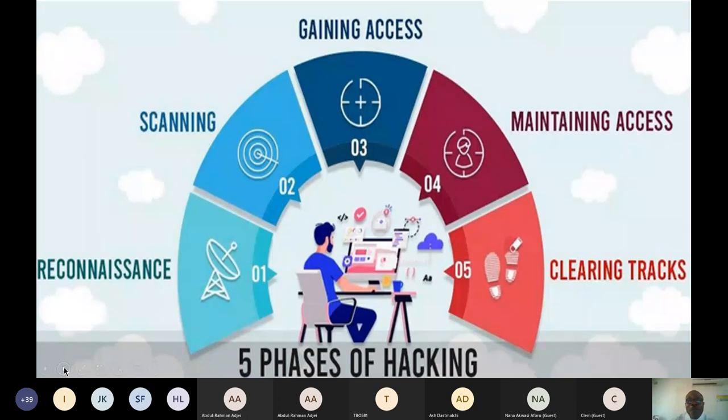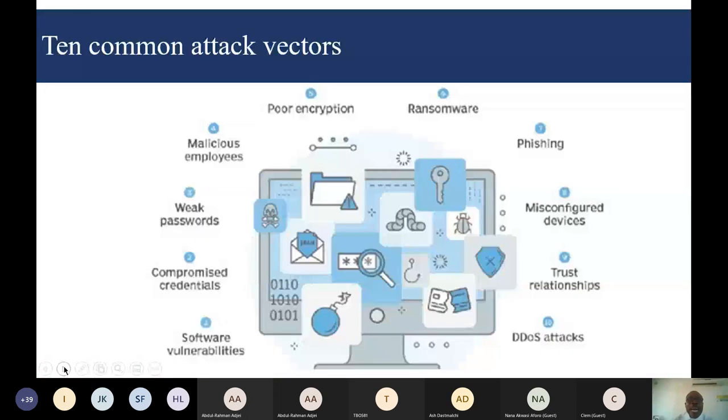And the next presenter will speak extensively on it and do a live demo on how it is done. And I believe it will be a fantastic experience. So what are the 10 common attack vectors that are used by this group of people? In carrying out the five phases, the reconnaissance, the scanning, the gaining access, the maintaining access, and also clearing your tracks, hackers employ these tools, these attack vectors.